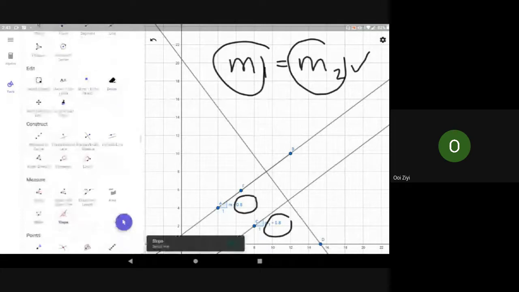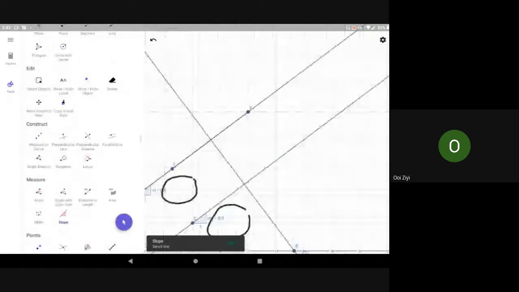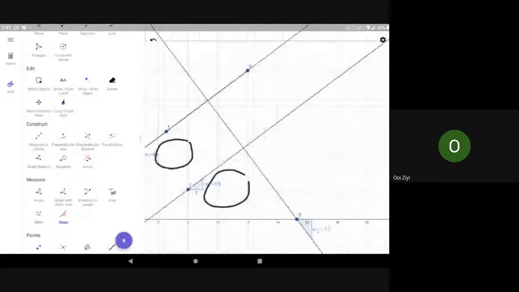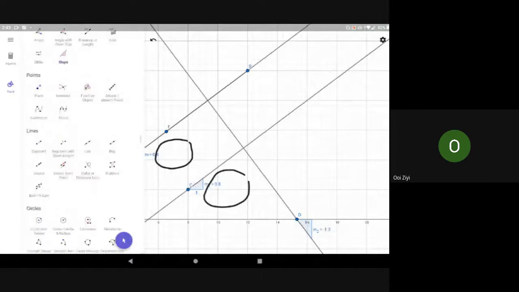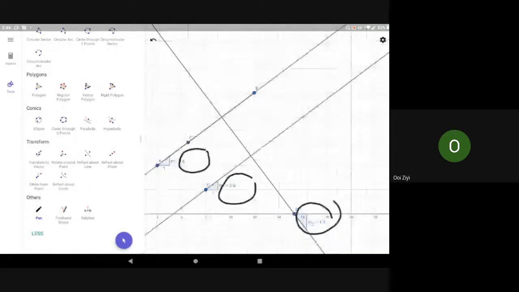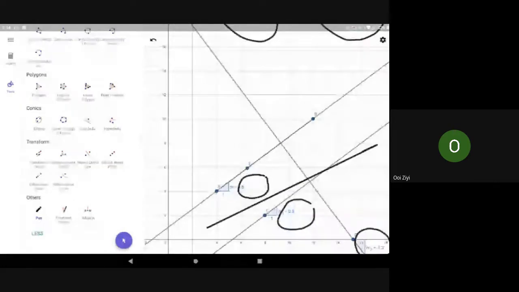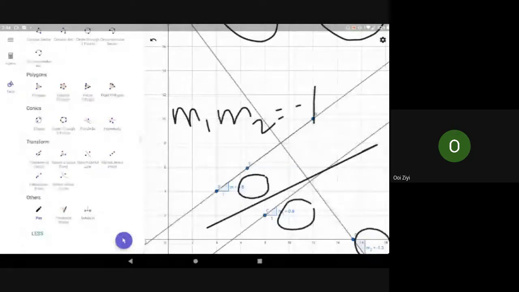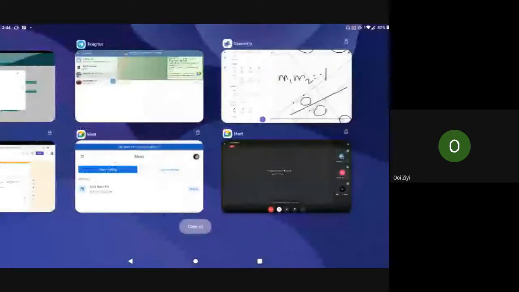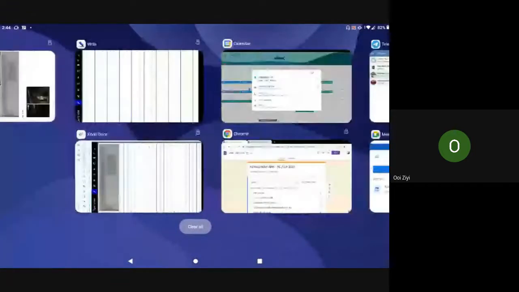Check the gradient for line D. We have gradient MD. Gradient D is negative 1 over 1.3, which means M1 times M2 equals negative 1. Okay, let's check the example.